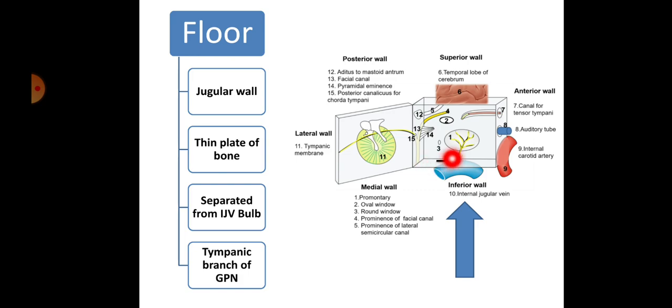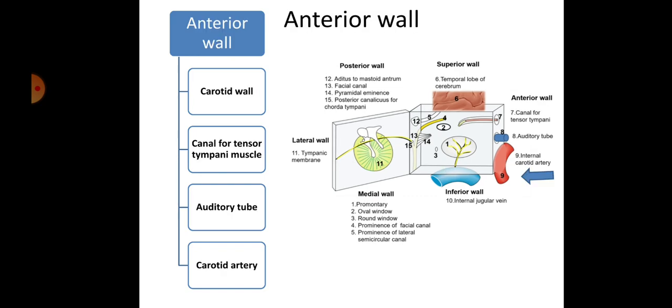And one more thing, in this floor, there is one small hole. Through that hole, one nerve is passing. That nerve is the tympanic branch of the glossopharyngeal nerve. So this is about the floor.